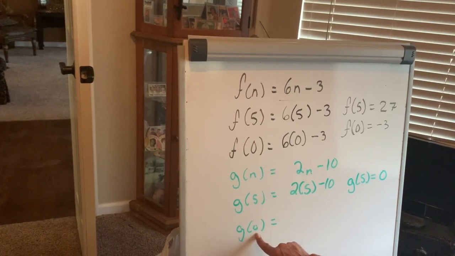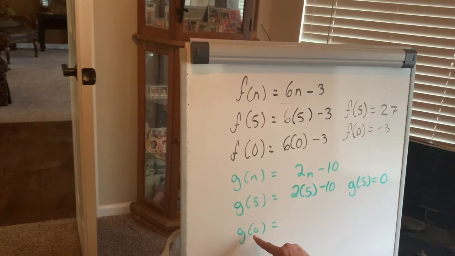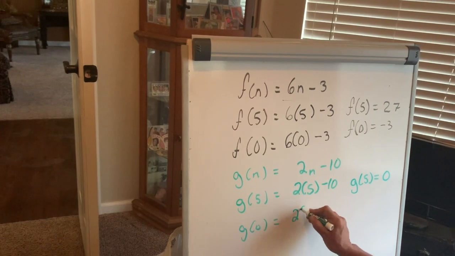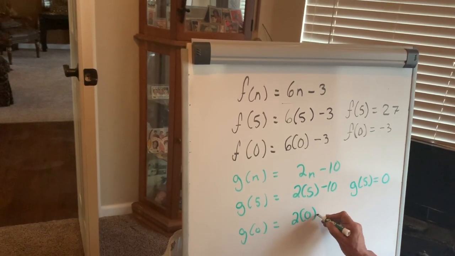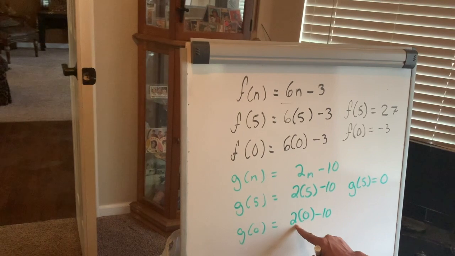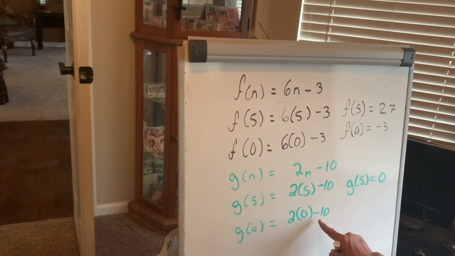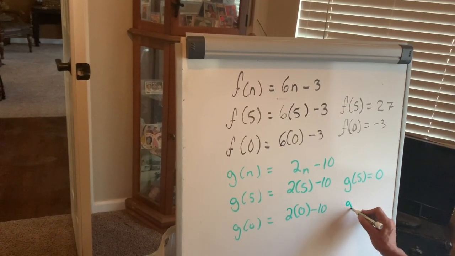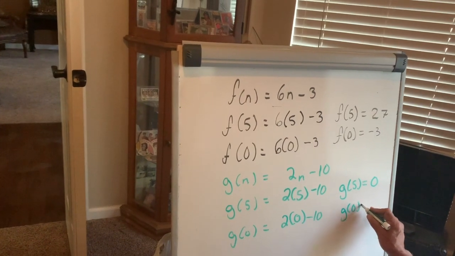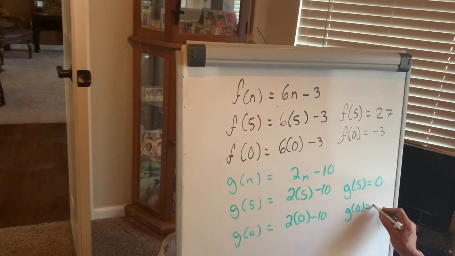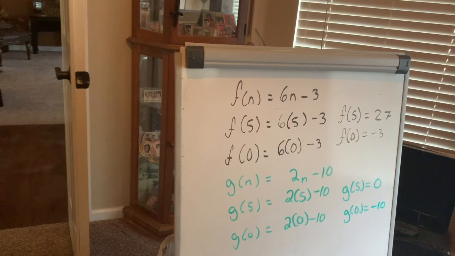To find g of 0, I replace the n with 0. So 2 times 0 minus 10. 2 times 0 is 0, minus 10 is negative 10. G of 0 is equal to negative 10.